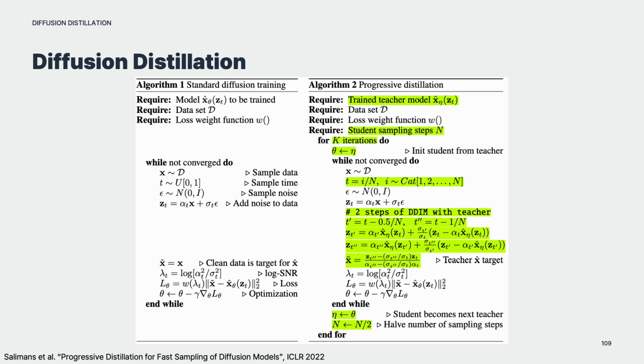The algorithm is as follows. As shown on the right, the sampling steps of the student model are initially set to n, and the sampling steps are progressively reduced using the teacher model. Once the training of the student model is completed, the steps are again halved, and this process continues to further reduce the sampling steps.